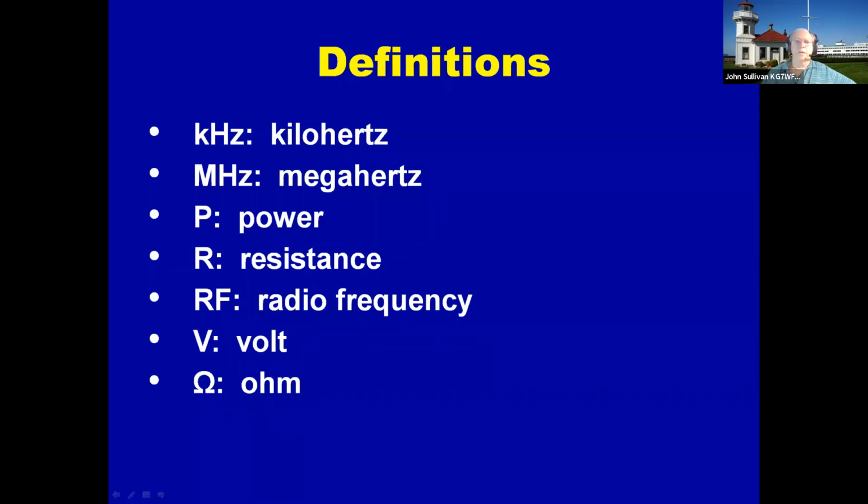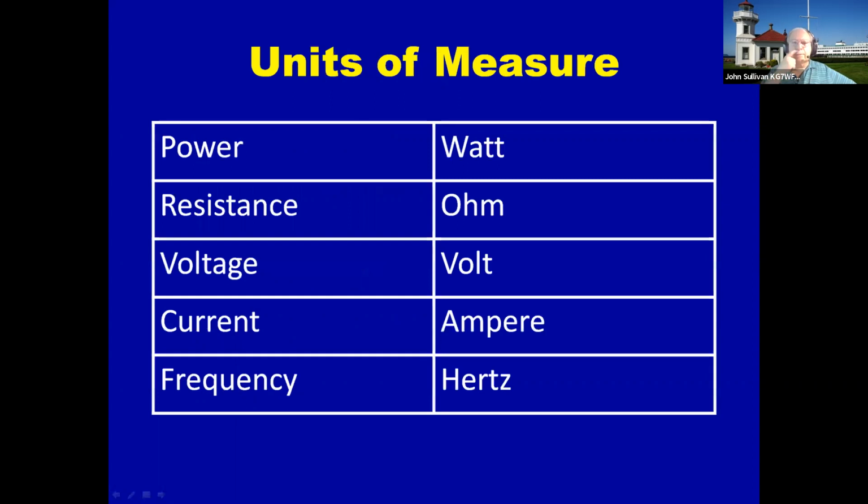Ohms. Quick chart here, which is probably a good thing to use to remember all of this. Power is watts, resistance is ohms, voltage is volts, that one's easy. Current is amperes or amps, and frequency is hertz. These are the units of measure that we're going to be concerned about here.